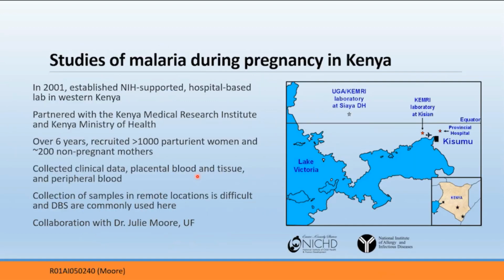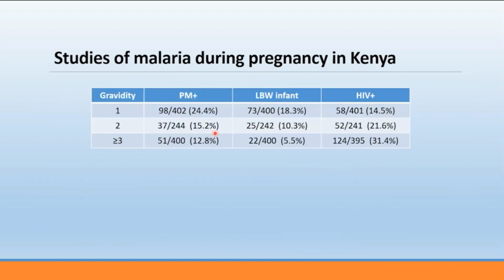And so this is a study that Dr. Moore has been involved with for a very long time in Kenya. They recruited roughly 1,000 patients over 6 years, with clinical data, placental blood, as well as whole blood, peripheral blood, and tissue samples that were collected in remote locations that are difficult to work in. So this is a very important cohort because it has a very good clinical measure of what's happening with malaria positive patients, low birth weight infants, as well as those that have HIV.